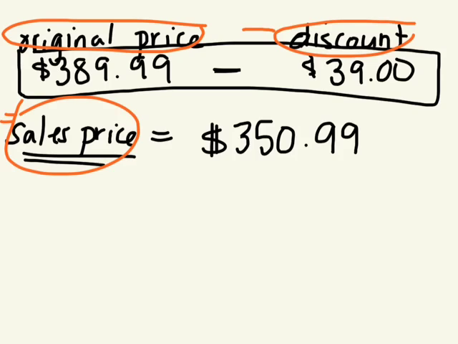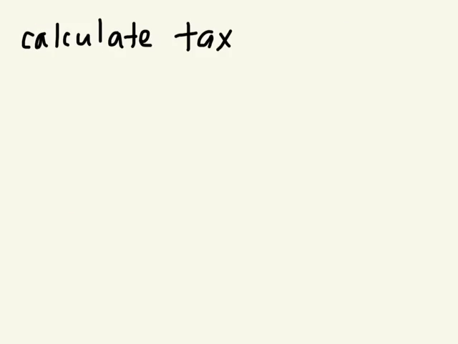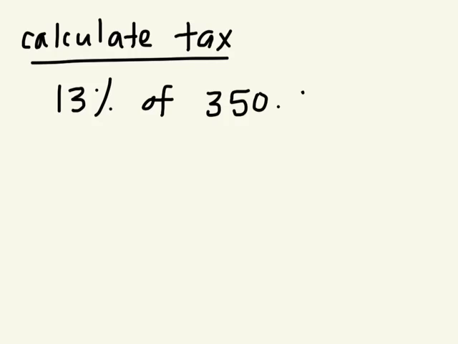Well, we live in Ontario, so then what happens when you bring this to the cash register? Tax. We have to calculate our 13% HST. I'm going to show you two ways to do this. Okay, well, one way to do this is to actually calculate the tax. How much tax am I paying on this item? Well, we're paying 13% of, what was the price, the sales price? $350.99. Okay, again, percent of a number.